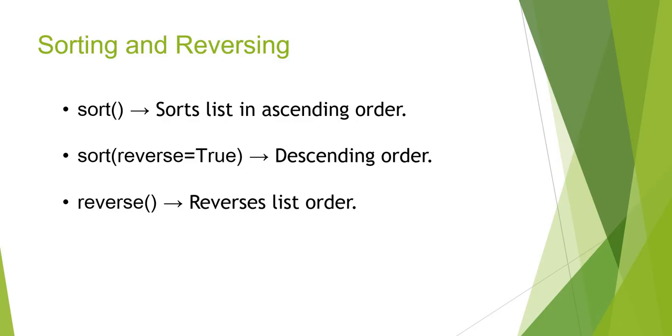So, sorting and reversing. Now let's see how to sort and reverse the elements. There are a few methods that help us do these things. Sort is a method which sorts the list in ascending order. Sort with reverse equal to true is a method which takes the parameter reverse equal to true, which means it sorts the list in descending order. And reverse is a method which reverses the order of the list.